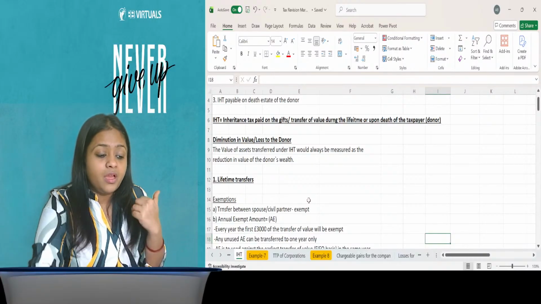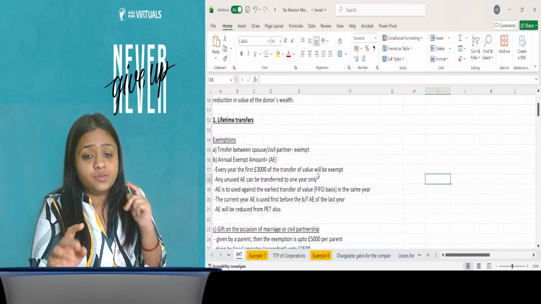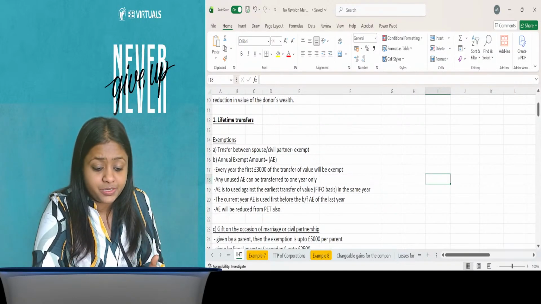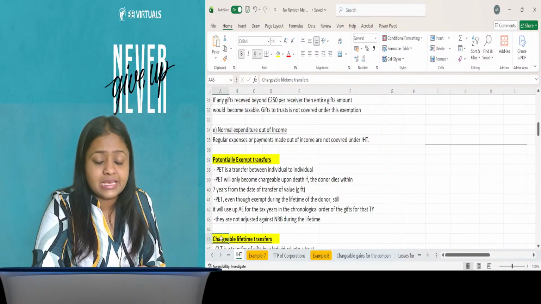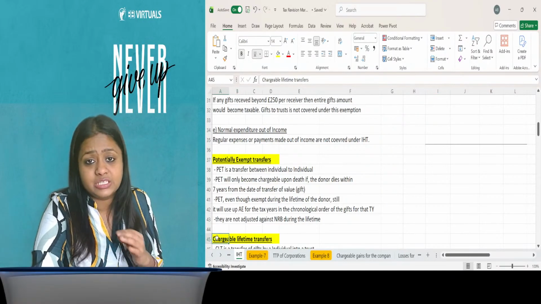Clear? Now, lifetime transfers are 2 types. One is a potentially exempt transfer. Another is a CLT transfer that we call as chargeable lifetime transfer.